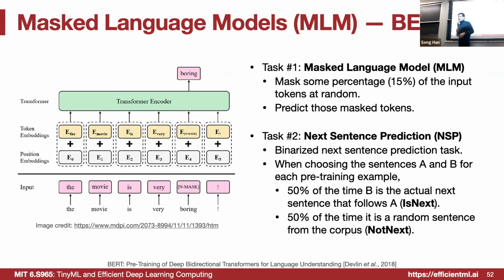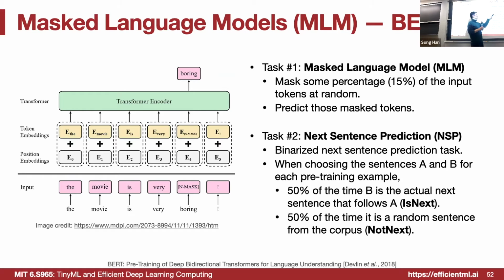We mask maybe 15%, some percentage, of the input tokens at random, and try to predict those masked tokens. That actually echoes really well with those traditional language models that use the neighboring words to predict the center word, or use the center word to predict the neighboring words.